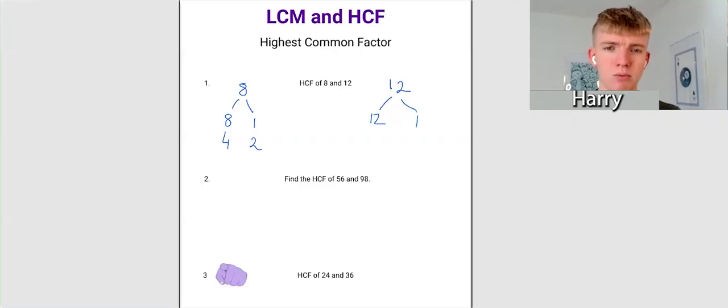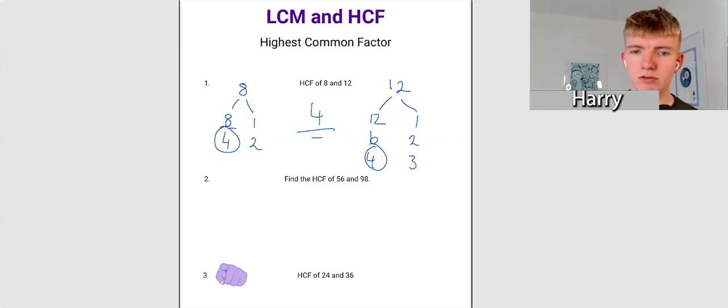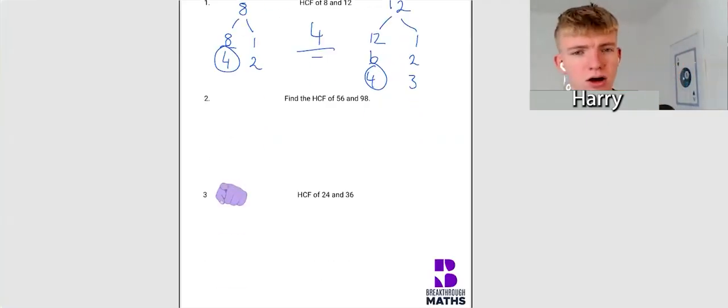Okay. We then have 6 and 2. So currently our highest one is 2. That doesn't seem quite right. What about 4 and 3? There we are. Okay. 4 appears in both of these lists and therefore is our highest common factor. Nicely done, my friends.